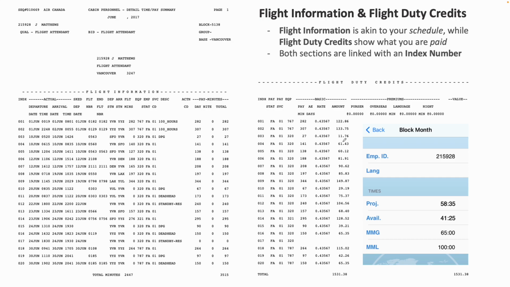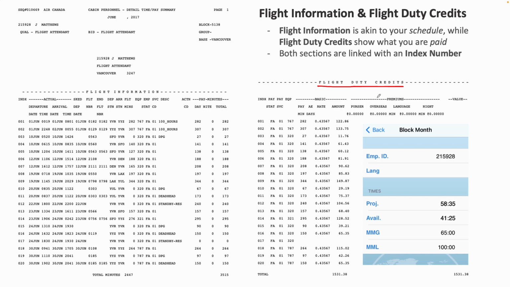So we've talked about the flight information section. We're going to now talk about the flight duty credits section. I mentioned earlier that flight information is related to your flying activity. It's essentially your schedule, whereas flight duty credits show what you are paid for that schedule and all of that activity.